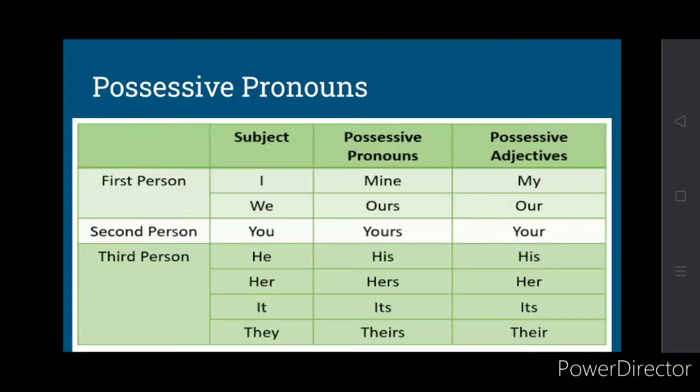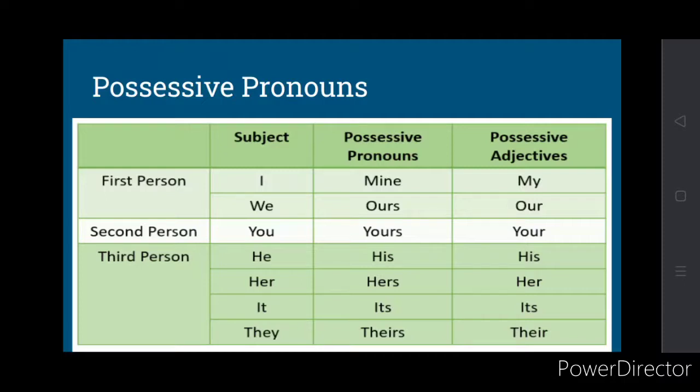Now we move on to possessive pronouns. There are two forms: possessive pronouns and possessive adjectives. When do we use possessive adjectives? They're used before the noun and they do the work of an adjective. What is an adjective? An adjective is a word that gives you more information about the noun. This is what the possessive adjectives do.